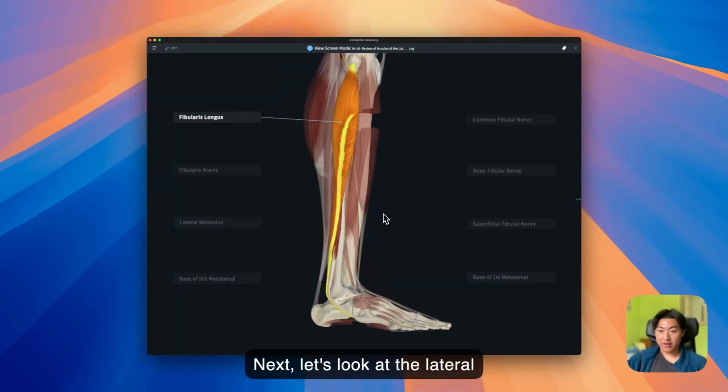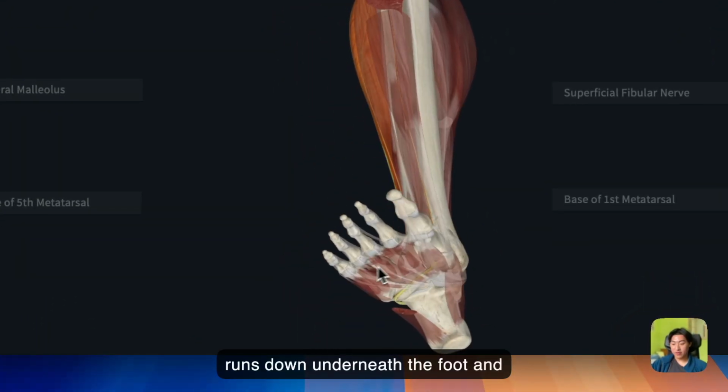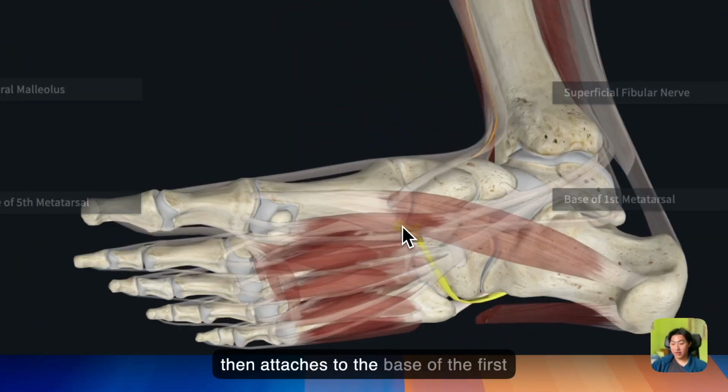Next, let's look at the lateral compartment of the lower leg. So the first muscle is the fibularis longus. It attaches to the lateral side of the fibula and the top two-thirds. It runs down underneath the foot and then attaches to the base of the first metatarsal and the medial cuneiform.